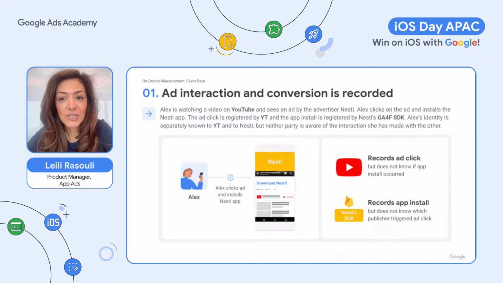Imagine Alex is watching a video on YouTube and sees an ad by the advertiser, Nestle. Alex clicks on the ad and installs the Nestle app. The ad click is registered by YouTube, and the app install is registered by Nestle's GA4F SDK. Alex's identity is separately known to YouTube and to Nestle, but neither party is aware of the interaction she has made with the other. We'll solve for this challenge.